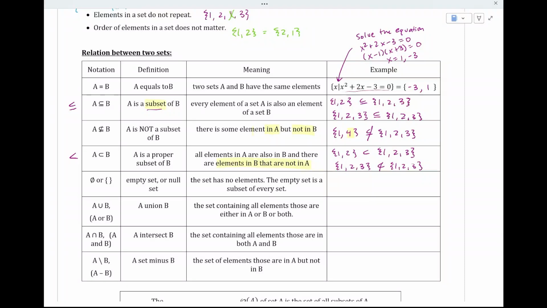Okay, next one, the empty set or the null set, which we usually use one of these notations. This one's a little bit more common, 0 with a line through it, is the set that has no elements. And the empty set is a subset of every set. So the empty set is a subset of A.